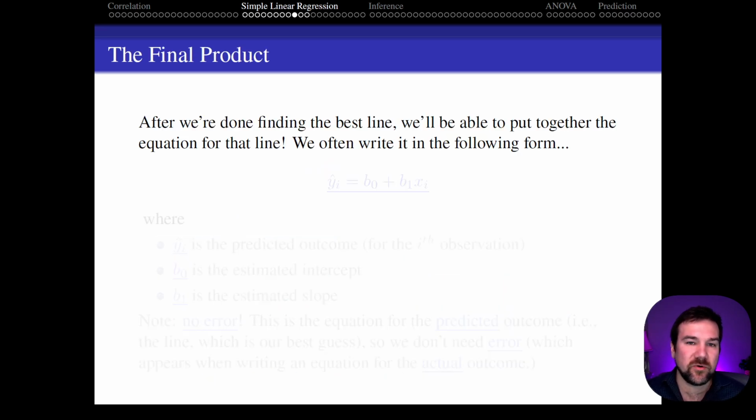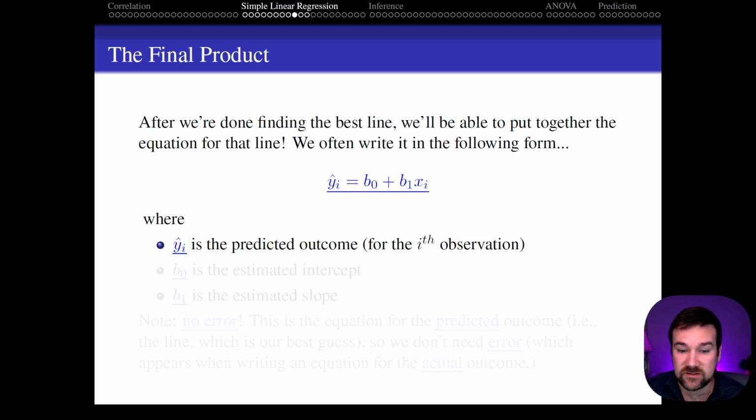All right, so the final product, well, we plug in our numbers, we get this sample slope and the sample intercept, and then we put it in this form. So I have y hat sub i equals b0 plus b1 times x sub i. Essentially, this is the predicted y. Remember, that's the height of the line. That's our predicted value for every data point: the sample intercept, where it crosses the y-axis, plus the sample slope, how steep the line is, times x.